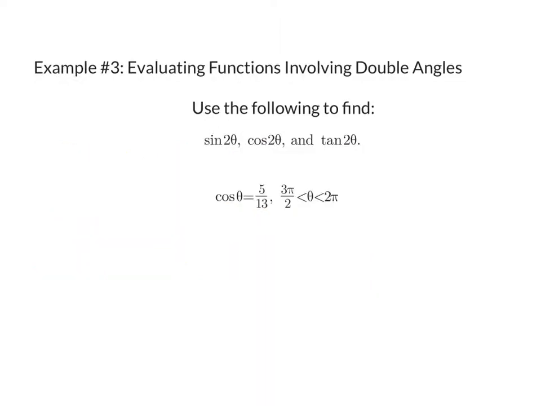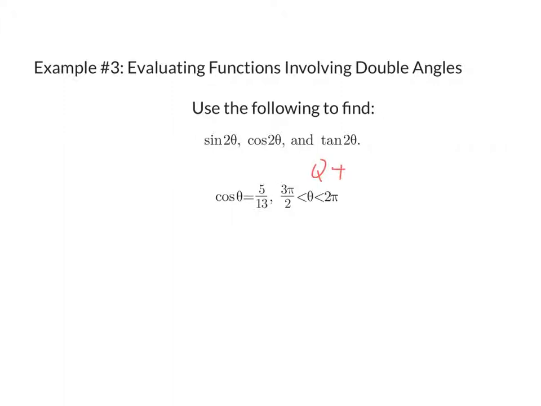It says, use the following to find sine 2 theta, cosine 2 theta, and tangent 2 theta. So they give you quite a bit of information at the very beginning. I'm probably going to run out of space. But the information that they give you initially helps us to set up a triangle and a quadrant. They're telling you that theta falls between 3 pi over 2 and 2 pi. So it's telling you that we're talking about quadrant 4.